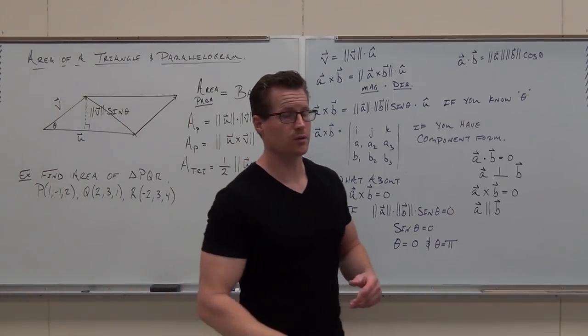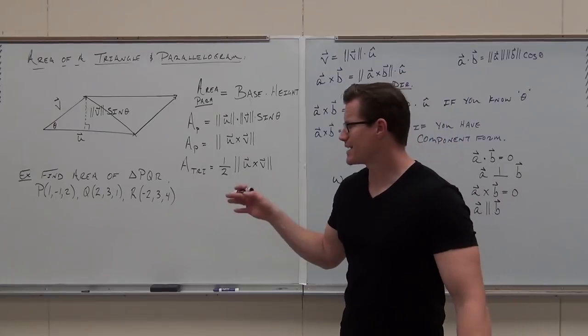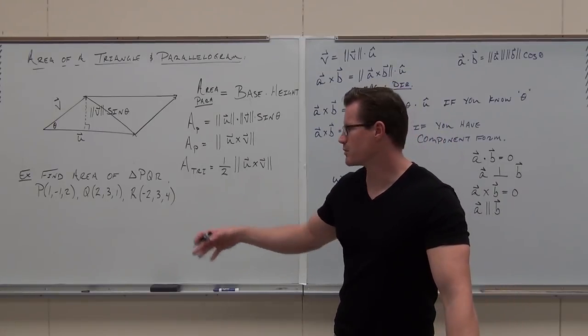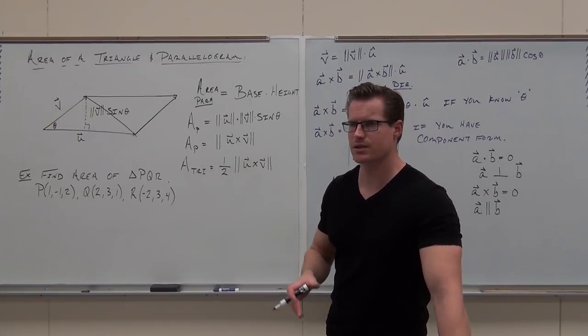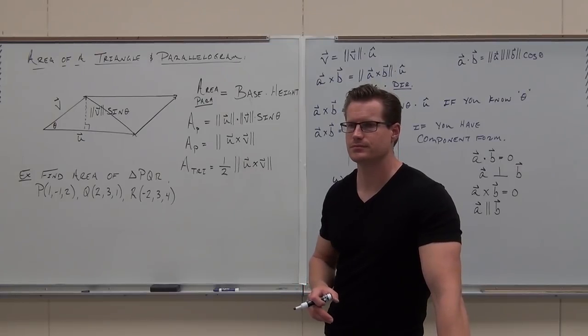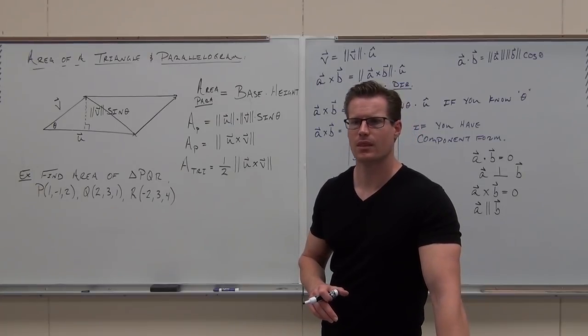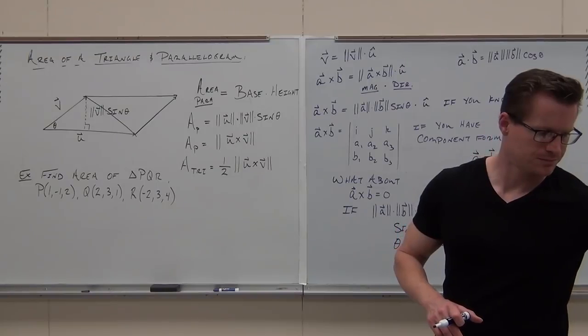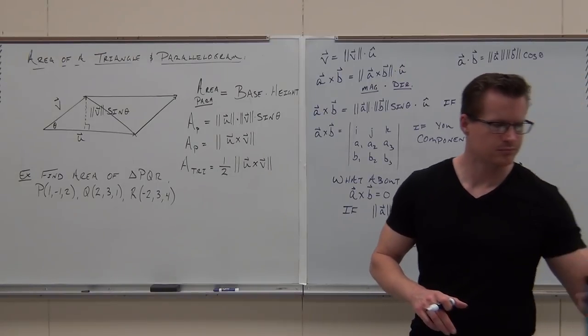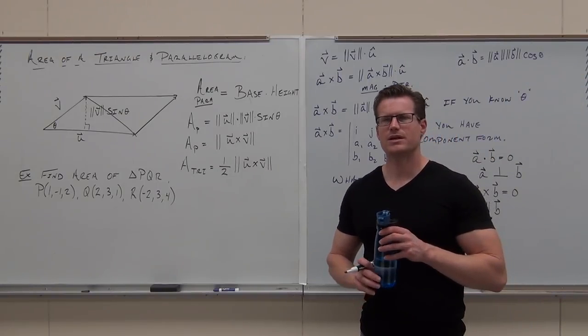So we got this triangle, and I've given you the points of the triangle. I want you to find the area of that triangle, where P is that, Q is that, and R is that. Write it down, look up here so I know you got it. Give me an answer here.